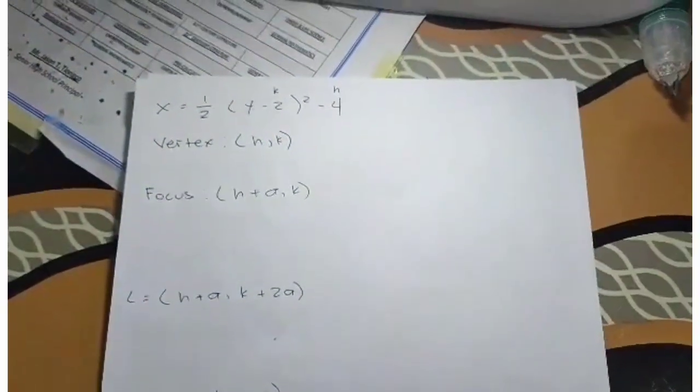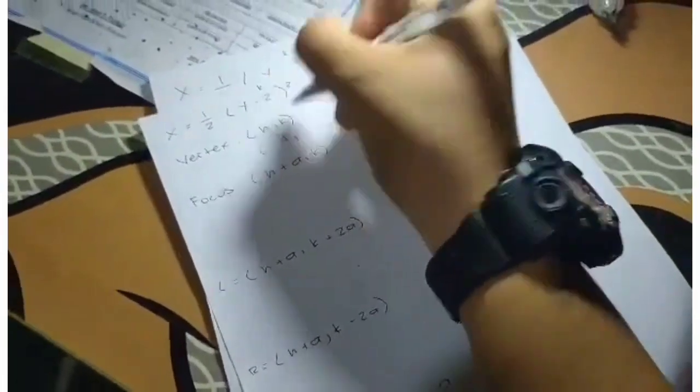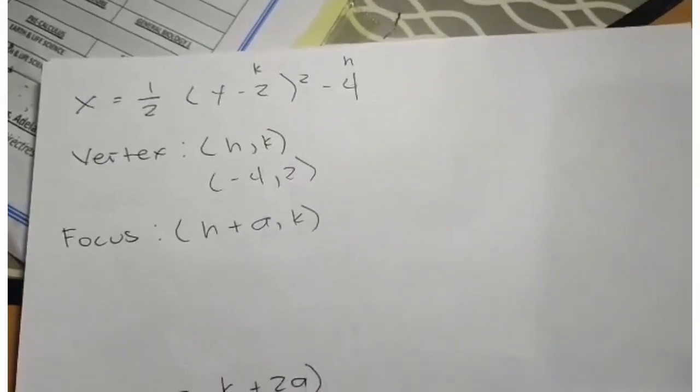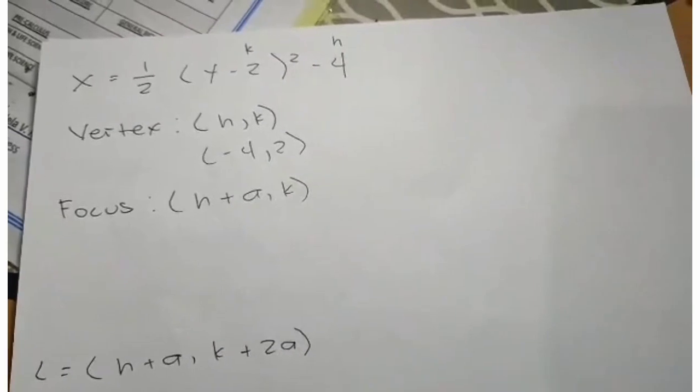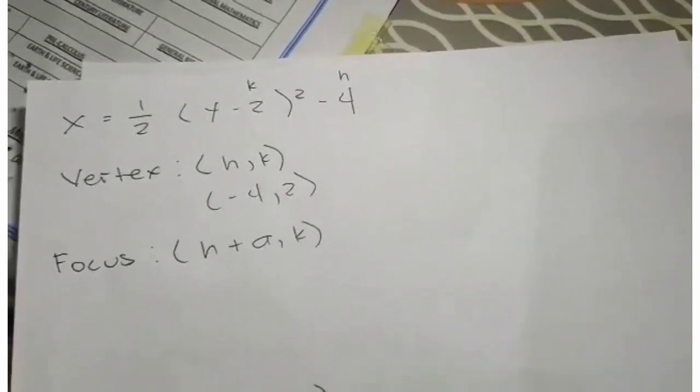We will get the vertex first. Yung h is negative 4. Then yung k is 2. Ang vertex natin is (negative 4, 2). So yung focus naman ang kukunin natin, (h plus a, k).